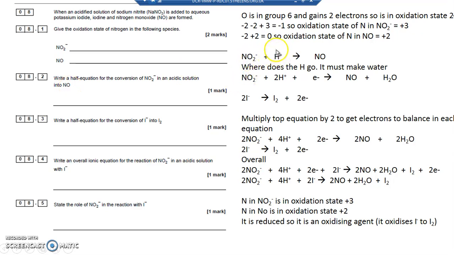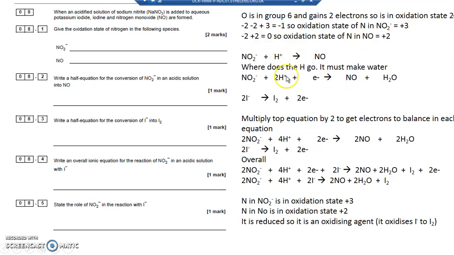So NO2 minus, acid always provides H plus to make NO. My one problem is that, where's the H gone here? So acid solution is H plus, and now I make NO, but where's this gone? Well, the H's must combine with some O's to make some H2O. That's the only place the H's and the O's can go.